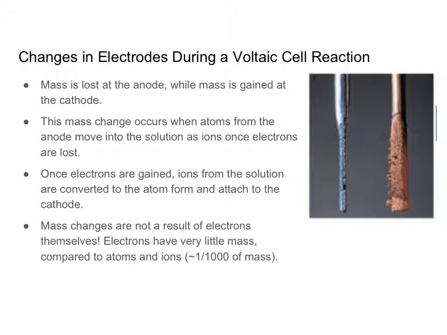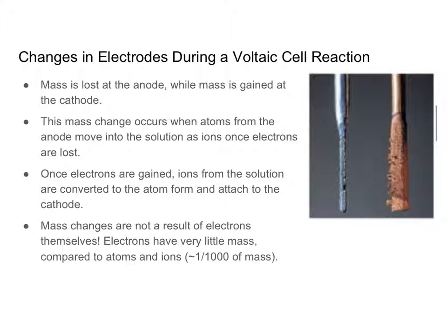Now remember, this mass change occurs when atoms from the anode move into solution as ions, as they lose their electrons, and the electrons that are gained on the other side pull the ions in solution and form solid, neutral atom on the cathode. The other thing that we have to remember is that the mass changes are not the result of electrons themselves, because electrons are the smallest of the three subatomic particles, and they barely have any mass.